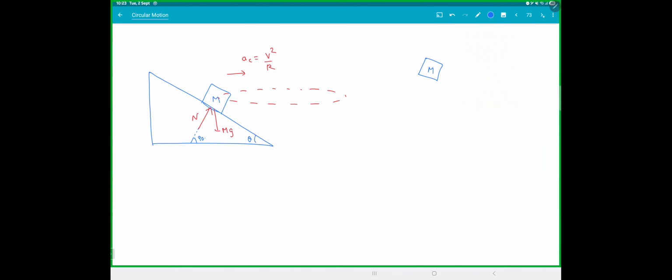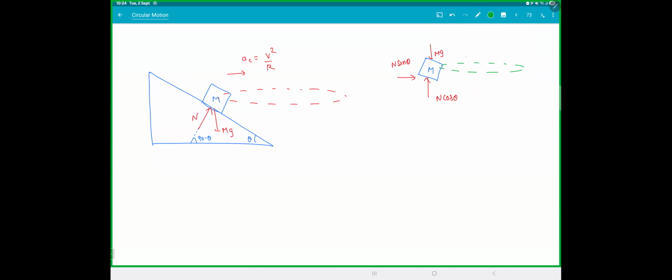Remember, this angle is 90 minus theta. This will be N sine of 90 minus theta, which is N cos theta. This will be N sine theta. This will be your mg. So N will have two components.